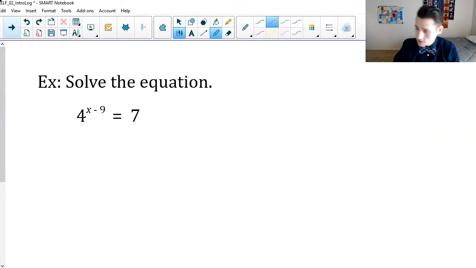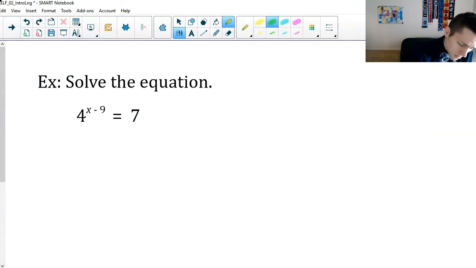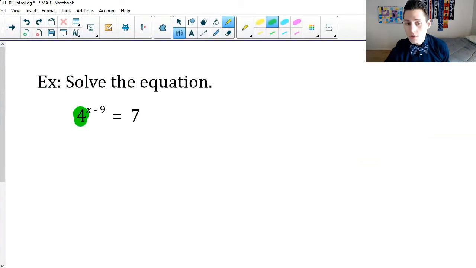Solve the equation 4 to the x minus 9 equals 7. Very similar problem, except now in the exponent I have x minus 9. I have an exponential on the left side. The right side is just a 7, so that's not an exponential. It's just a constant number. On the left side, I have this exponential with base 4. Well, I know that to get rid of exponentials, I have to use their inverses, which is a logarithm.